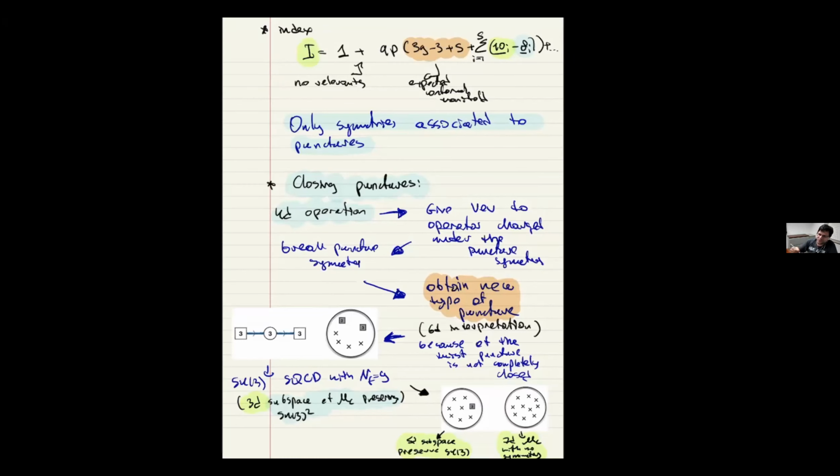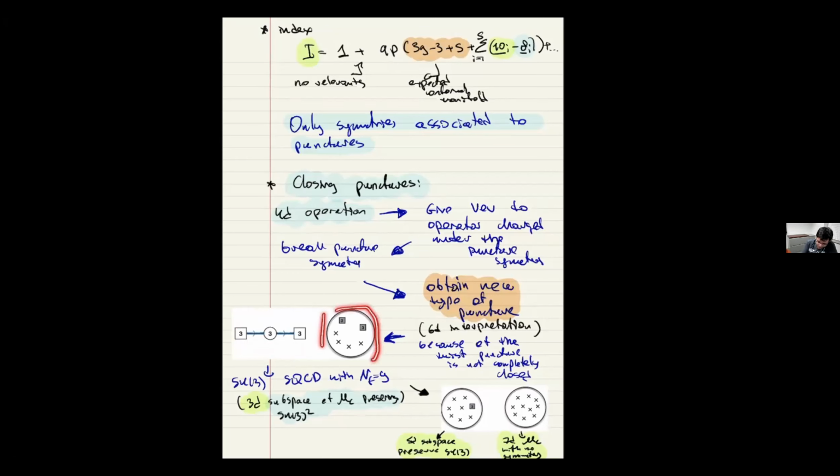This twist needs to go around something. The twist is there, so you are left with a puncture which doesn't have any symmetry but has a twist around it. For example, if you do this procedure of giving a VEV to an operator to a 4-punctured sphere, you arrive at an SU3 SQCD with an F equals 9, just this theory.